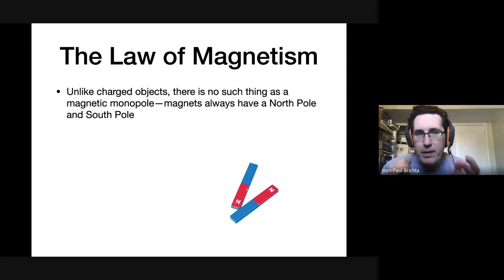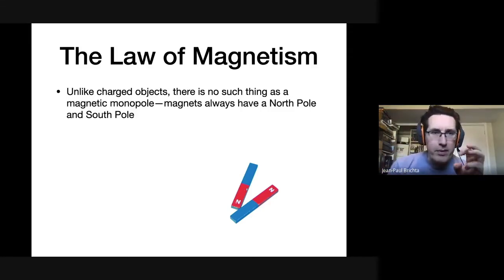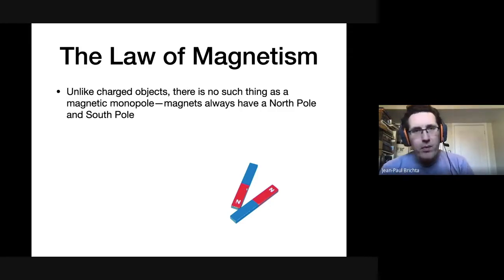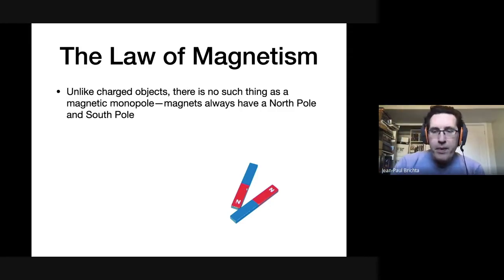However, magnets don't do this. There's no such thing as a magnetic monopole. You can't just have a north pole sitting around. You always have to have a dipole, where it's a north pole and a south pole, okay? Those two things always show up together.